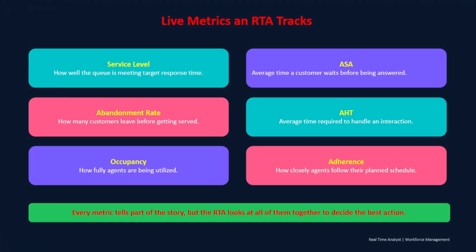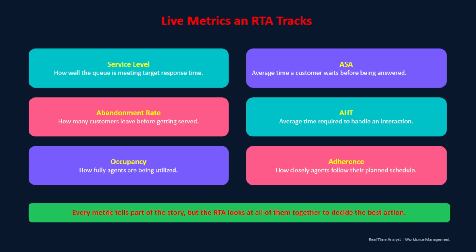Live metrics an RTA tracks. These are some of the metrics that an RTA must know and must track. Service level: how well the queue is meeting target response time. ASA, average speed of answer: how quickly we are answering. And customer abandoned rate: how many customers leave before getting served, meaning how many customers are cutting the calls before getting the service.